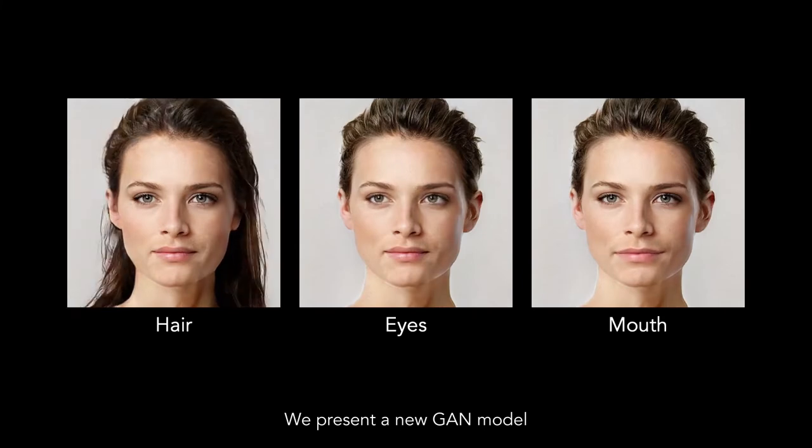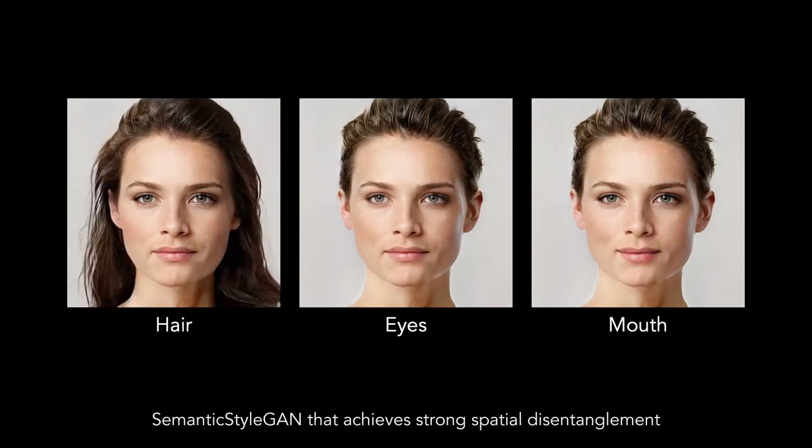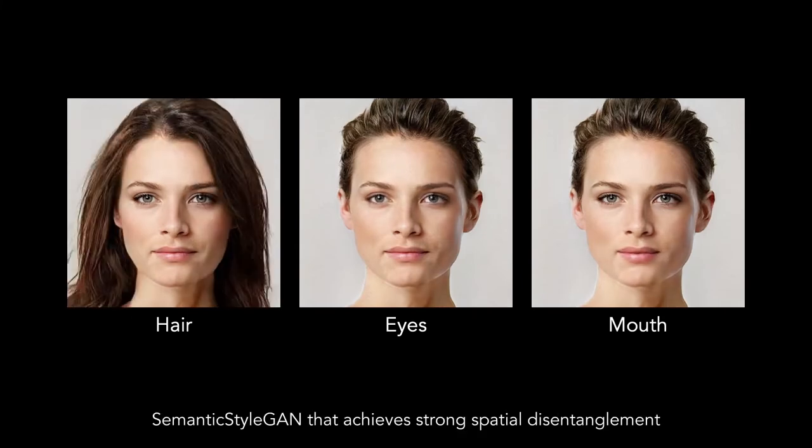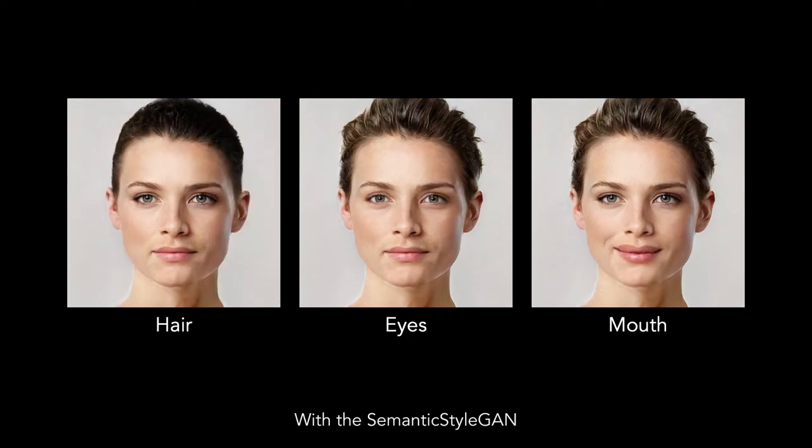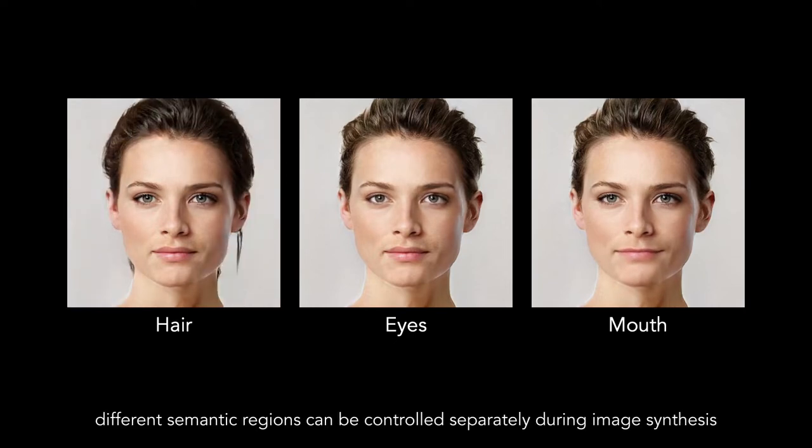We present a new GAN model, SemanticStyleGAN, that achieves strong spatial disentanglement. With SemanticStyleGAN, different semantic regions can be controlled separately during image synthesis.